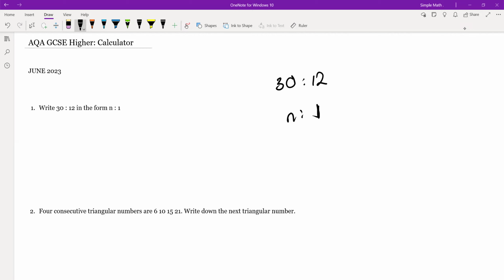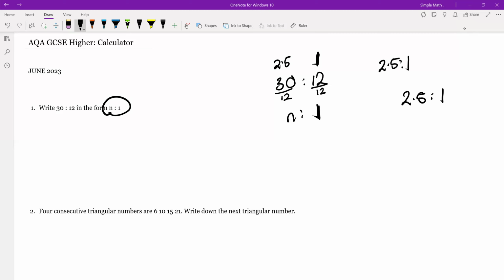So very simple. You can see that the 1 is in the same position as the 12. So what do you do? You divide both of them by 12. 12 divided by 12 gives you 1, and then 30 divided by 12, you can use your calculator quickly. It should give you somewhere around 2.5. So your answer will be 2.5 ratio 1. Yes, it's a decimal, but they specifically ask for it in the form of n ratio 1. So yes, your answer will be 2.5 ratio 1.